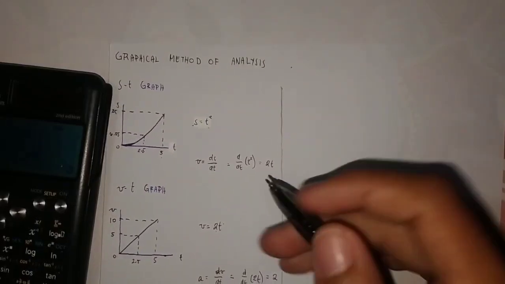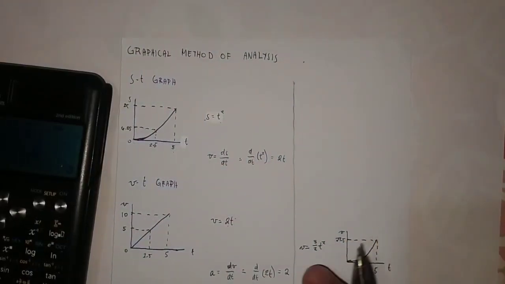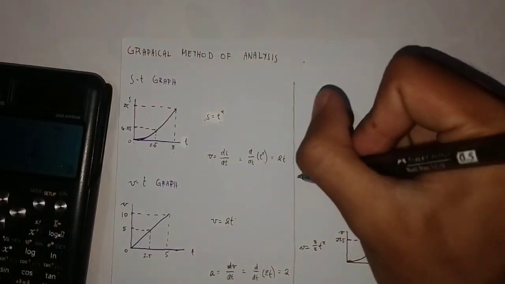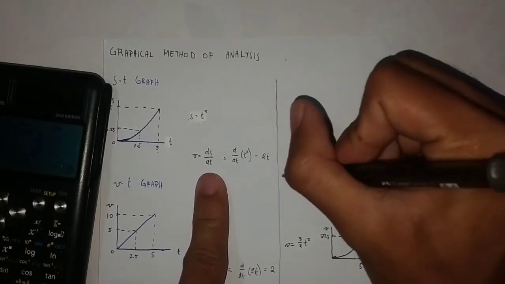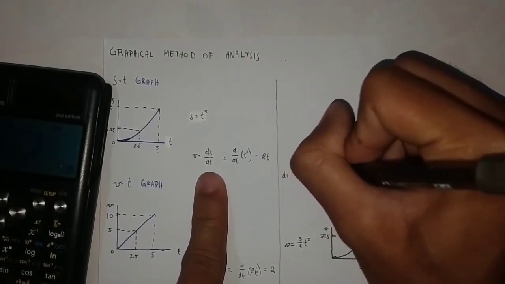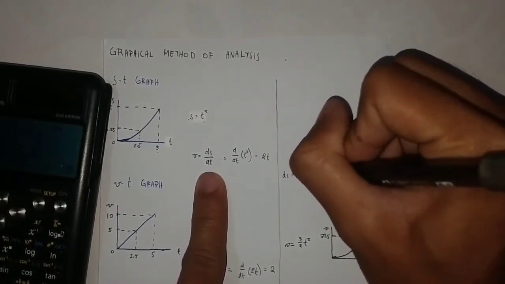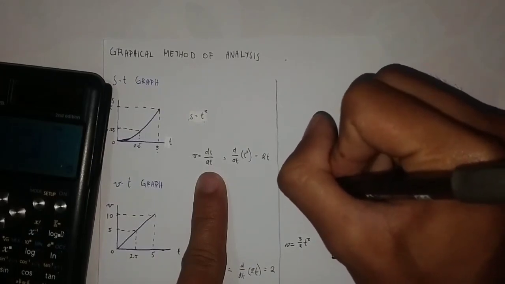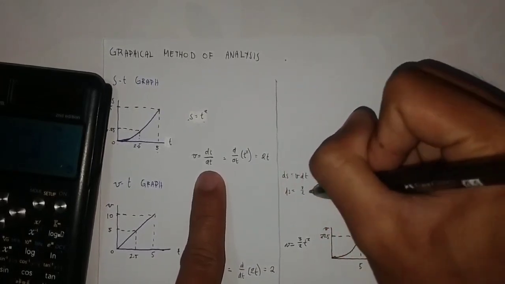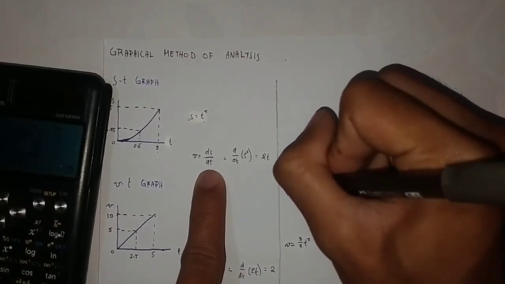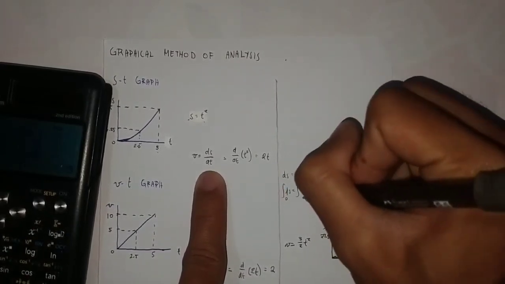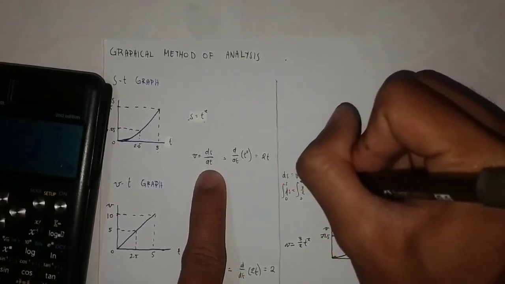So if we're going to get our s-t graph using our v equation, we have this formula: v is equal to ds over dt. We arrange this, we have ds is equal to v dt. Then substitute the value of our v: ds is equal to 3 halves times t squared dt. And then we integrate this, again from the origin t equals 0, we have s and then t.